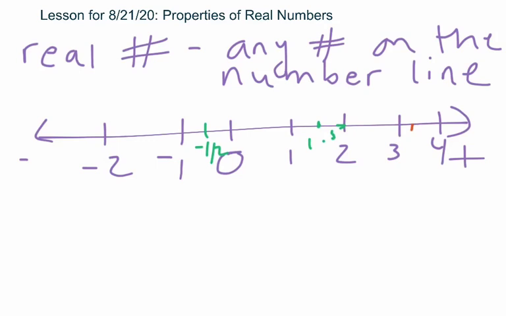So a real number is any number on the number line. Prior to Algebra 2, you have not seen any numbers that are not real. So pretty much any number that you can think of is a real number. In this course, we will talk about numbers that are not real. Those are called complex or imaginary numbers.